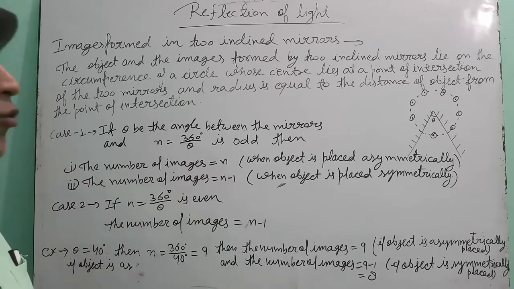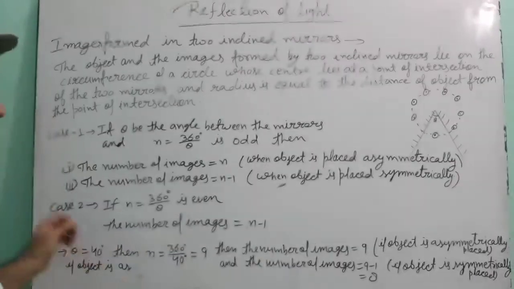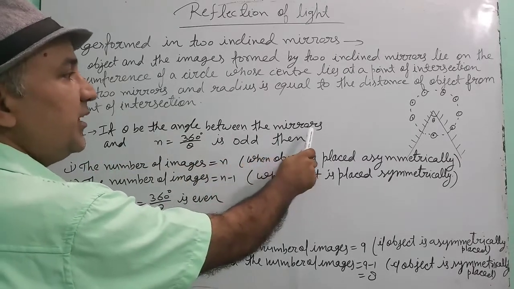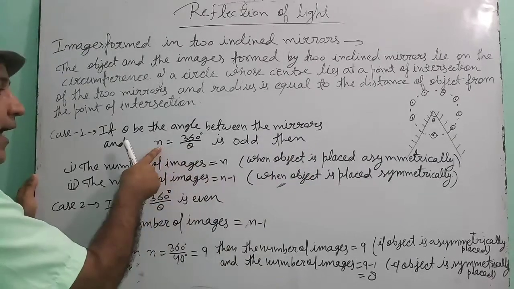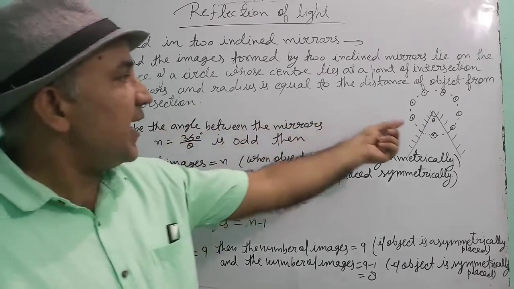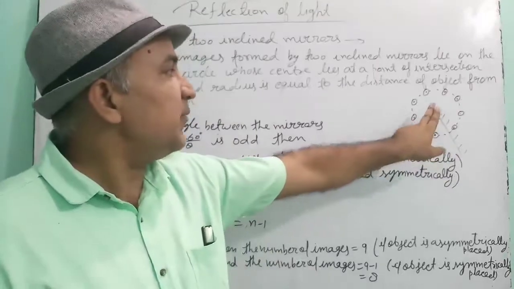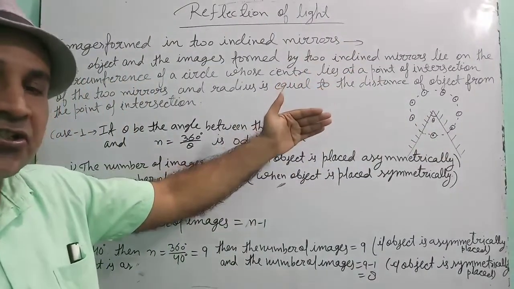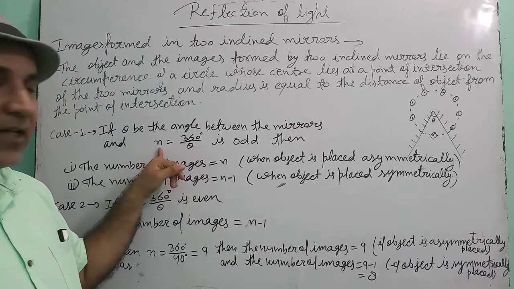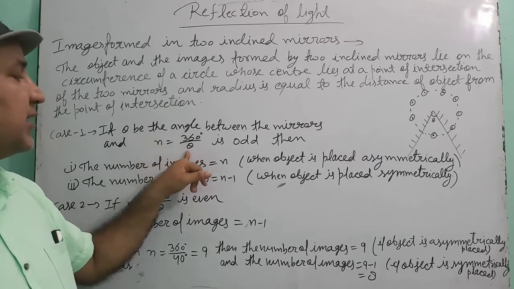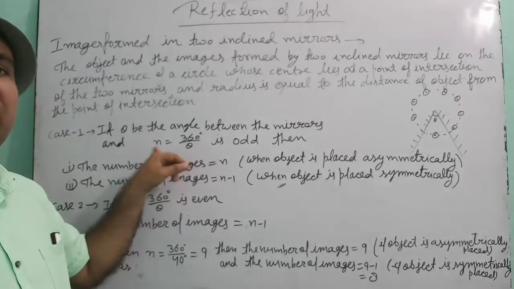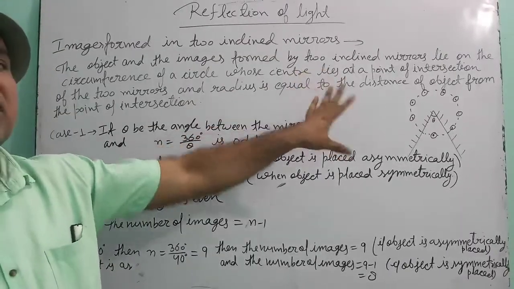So we have known where the images will form. Now we will see how many images will be formed by the mirrors. So children, learn this property. If theta is the angle between the mirrors, and n is equal to 360 degrees upon theta, then we get a number n. By looking at the nature of n, we can tell how many images will be formed.